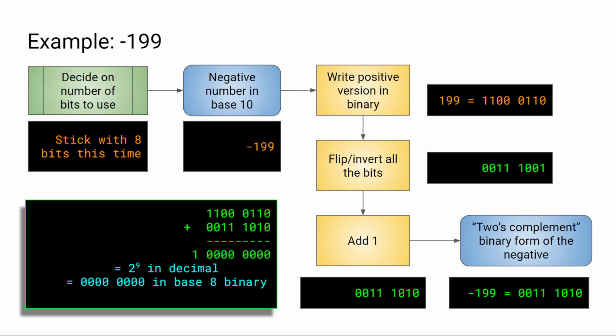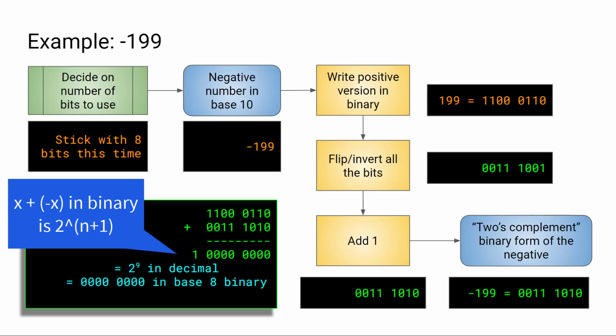And as the examples we saw hint at, when we add a number x to its opposite negative x, we always end up getting 2 to the n plus first power if we're in an n-bit system. So the x and negative x are complementary in that sense.